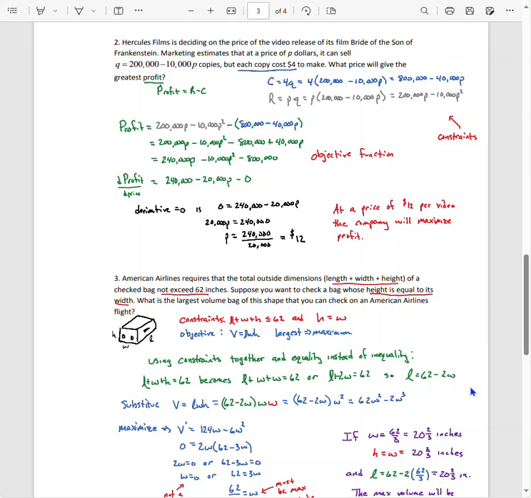Welcome back to Applications of Maxima and Minima Part 2, just the examples. Let's do some more examples.